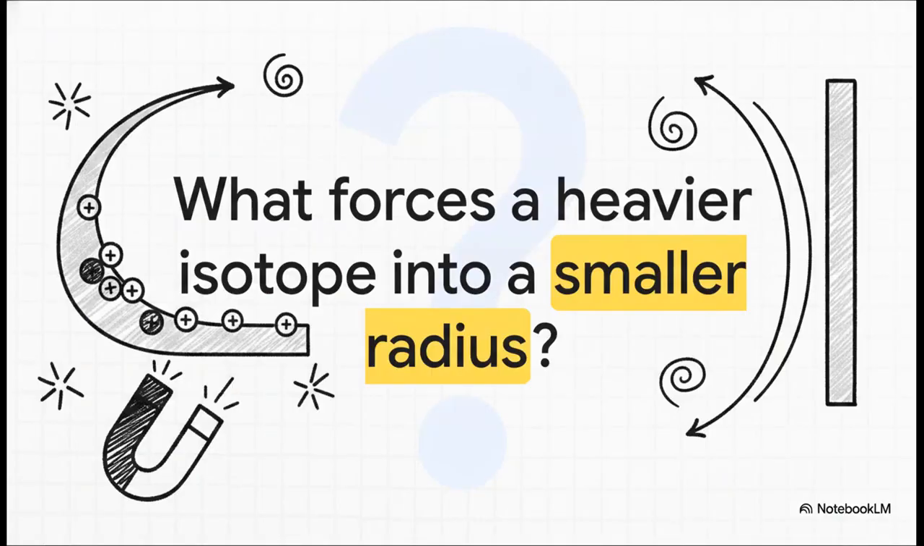All right, time for an advanced exam-level flashcard scenario for you to really chew on. In an ultra-precise mass spectrometer, what physical parameter adjustment forces a heavier isotope ion beam into a smaller radius of curvature? Think carefully about how magnetic and electric fields manipulate charged particles flying through a vacuum.